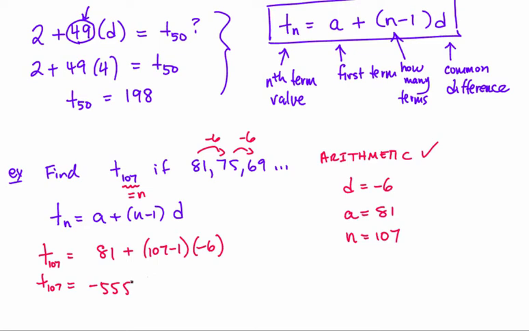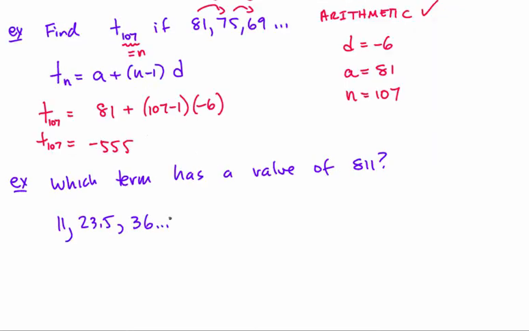We can ask questions to do with sequences in other ways as well. Still using this formula, you can solve for other parts of it. So you might see a question like this next one. Which term of this arithmetic sequence has a value of 811? So here's 11, 23.5, 36. Again, we can calculate the d value simply by seeing what we add. And in this case, we're adding 12.5. You know your a value is 11.